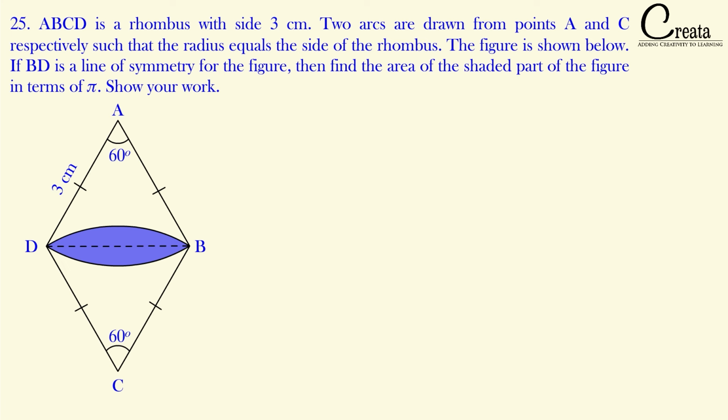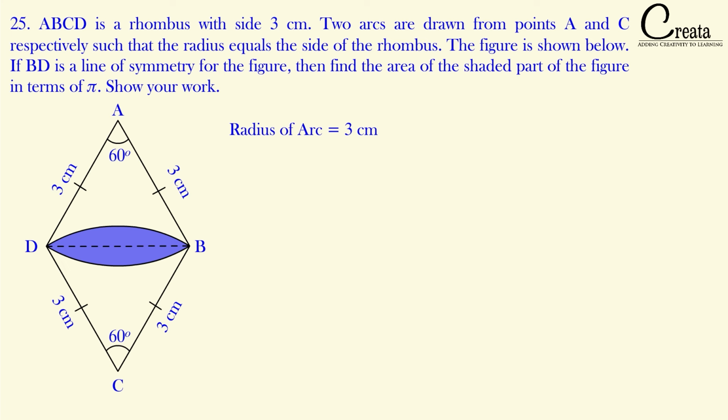Here ABCD, the rhombus is given. All the four sides of this rhombus are equal. Further, the angle 60 degree is given and the side of the rhombus is given as 3 centimeter. It means all the four sides of this rhombus are equal to 3 centimeter. Further, two arcs are given, this arc and this arc. And the radius of the arc is equal to the side of the rhombus. It means if we take this arc, the radius of this arc will be this distance. Similarly, the radius of this arc will be equal to the side of the rhombus, this distance. Further, we have to find the area of the shaded region, this region.